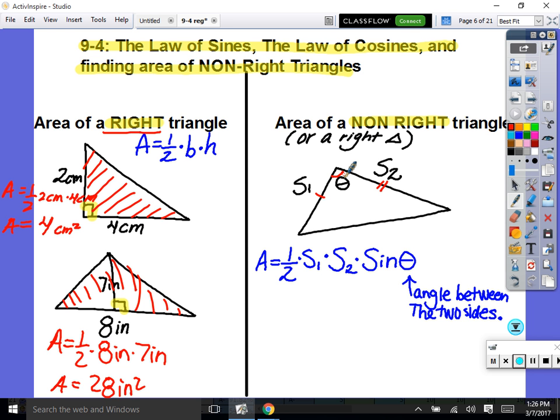Now this formula will work for all triangles. So we could even use this formula for these types of triangles, as long as we knew the angle in between two of the given sides. So you see how this is a 90, this is a 2, and this is a 4? We could have used this formula.